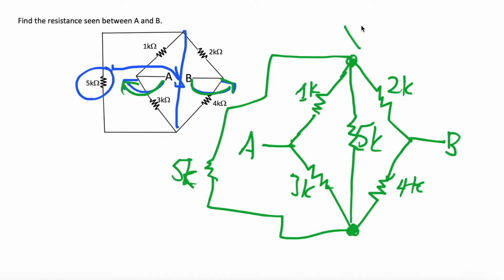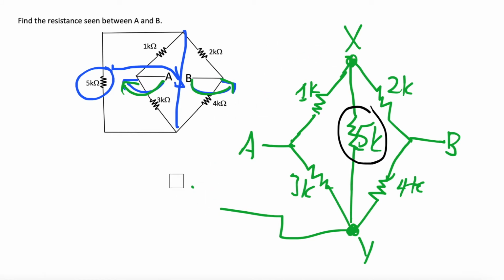So let's call this node X, and let's call this node Y. We know that 5K is in between X and Y, but we can also write down the 5K in between X and Y this way, and have the 5K over here instead. So essentially we can erase everything on the left side, and we get a new circuit that looks like this.